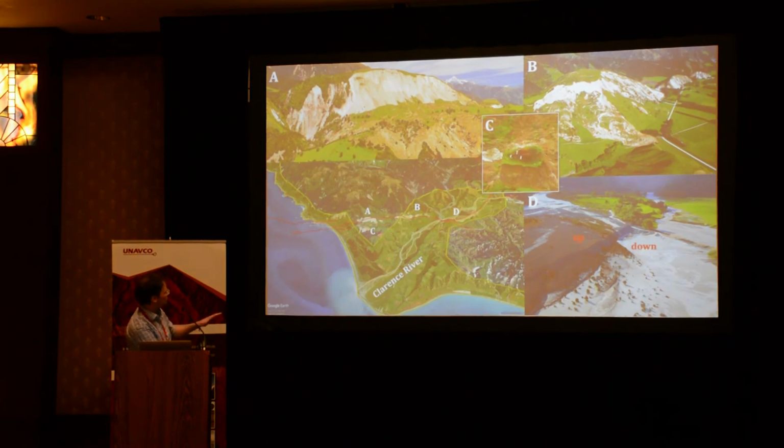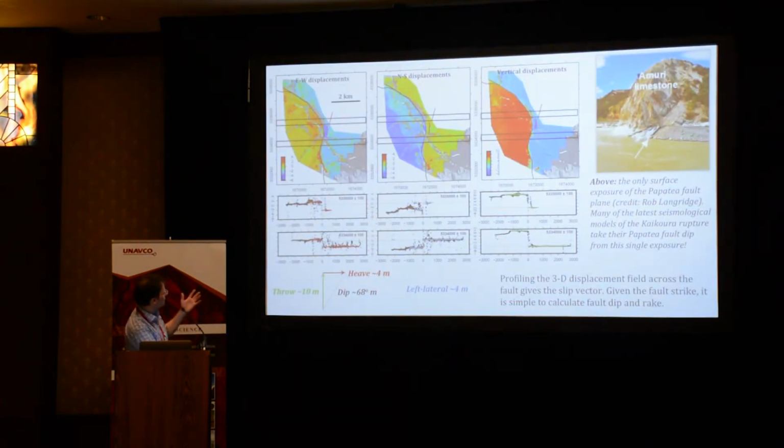Okay, so this is the really spectacular part. So now we're going away from the coast up the Clarence Valley, which is another region we had LiDAR, spectacular landsliding. These cows had 5 minutes of fame. You would have seen them on your Twitter feeds. Beautiful, amazing fault scarp, the Papatia fault, goes up this valley.